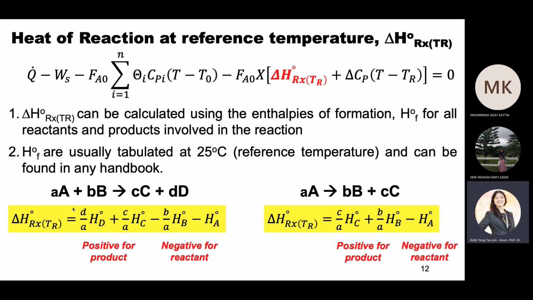Katakan B tu let's say hydrochloric acid. So kamu check hydrochloric acid, B ni berapa heat of formation dia. Katakan produk dia, okay lah produk dia saya tak sure. Okay, katakan produk dia C kamu check, produk D kamu check. Okay. Heat of formation daripada reaktan dengan produk ni kita boleh guna untuk kira heat of reaction.